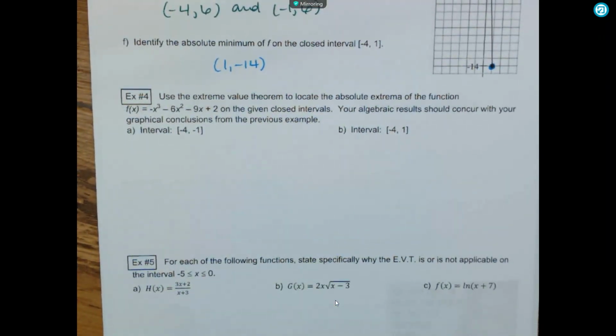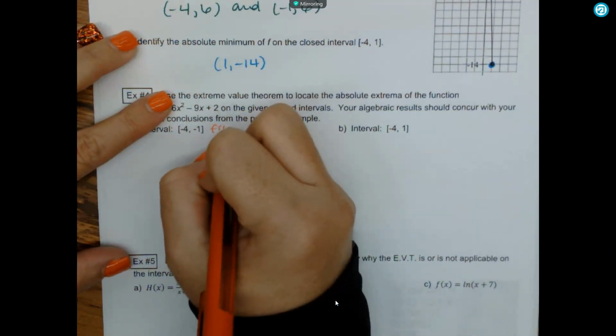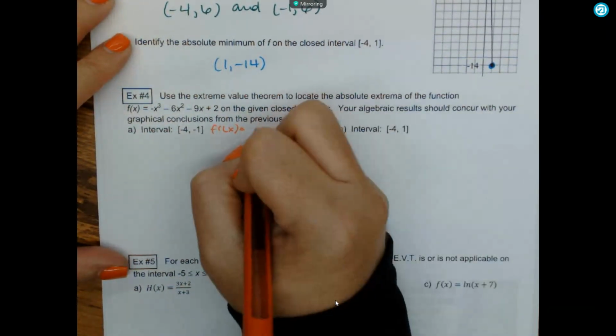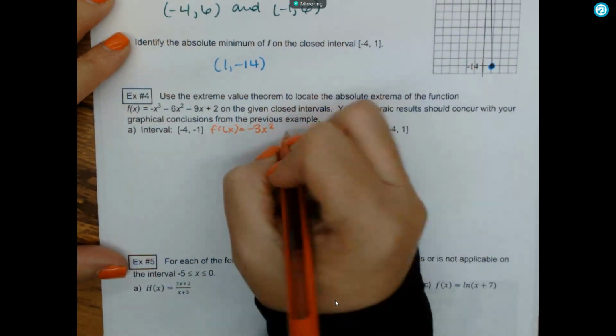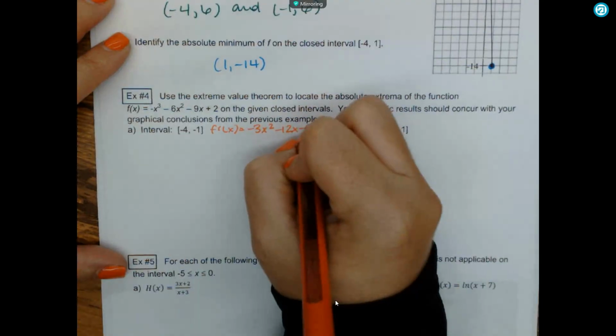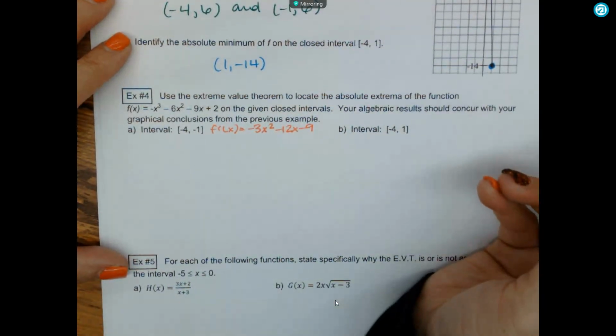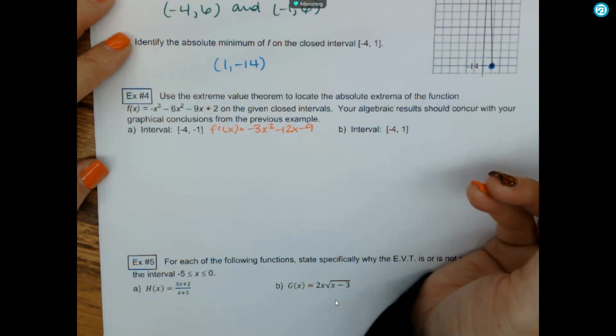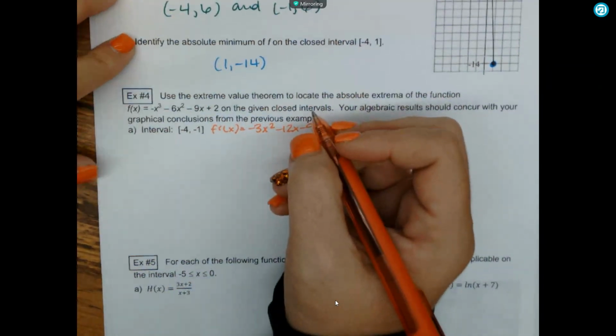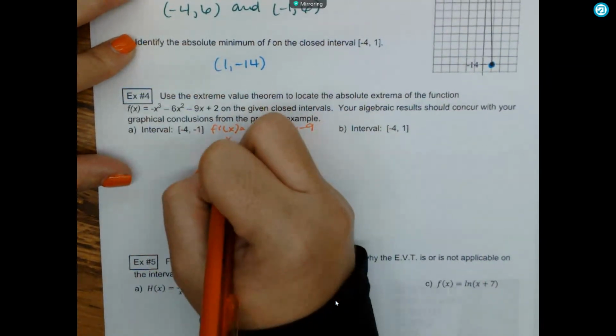All right, so when we want to find the extrema, we're going to use the derivative, correct? And we already found the derivative. What was our derivative? -3x squared minus 12x minus 9. Okay, and we already found our extrema there. What were they? -3 and -1, right?